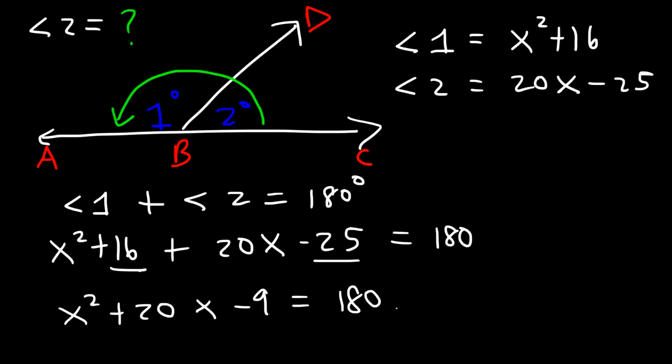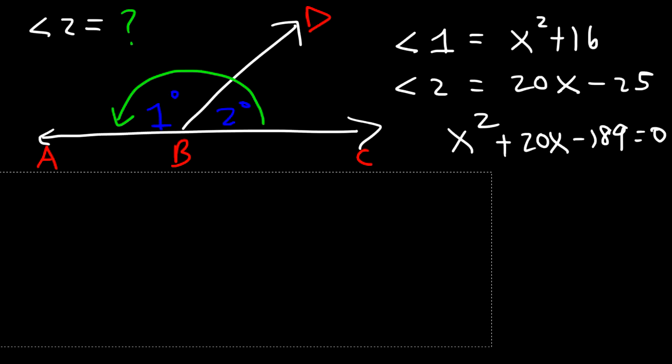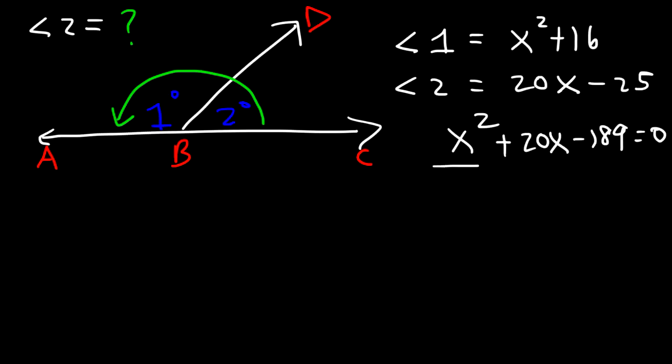Now notice that we have a quadratic equation, which means we need to take the 180, move it to the left side, and then to find the value of x, we can use the quadratic formula, or we could factor. So if we subtract both sides by 180, this is going to be x squared plus 20x minus 189, which is equal to 0. In order to factor this trinomial, we need to find two numbers that multiply to negative 189, but add to positive 20. So what are those two numbers?